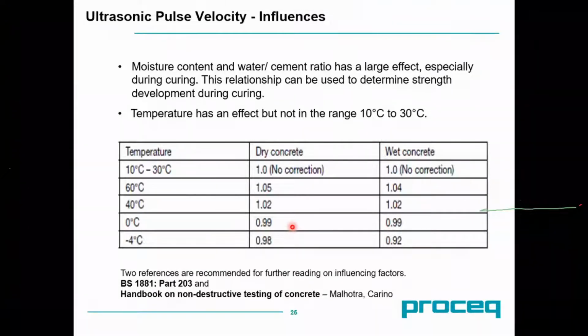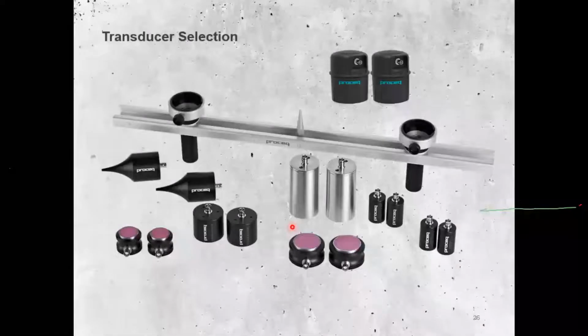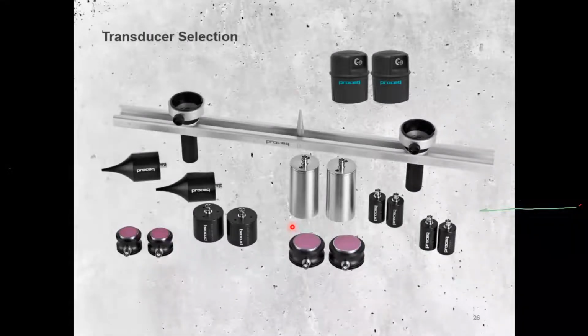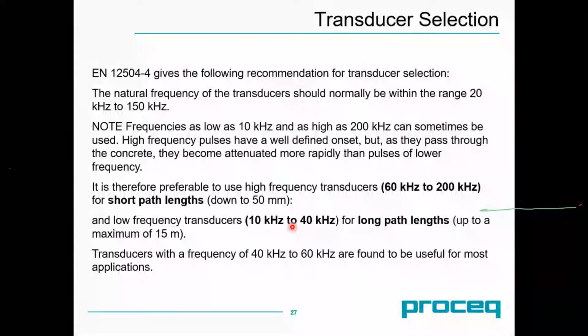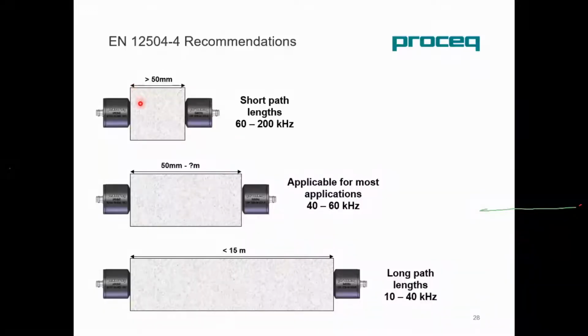Now, transducer selection. There are many types of transducers available with different frequencies. So which one is good for you? Again, you can refer to the standard EN 12504, which gives a recommendation for transducers. To summarize, for a shorter path length you can use a higher frequency, and for a longer path length you can use a lower frequency.